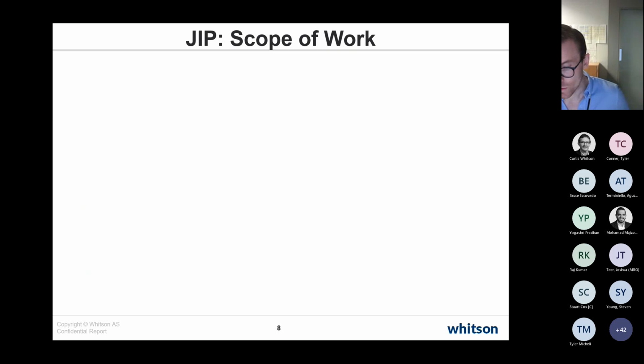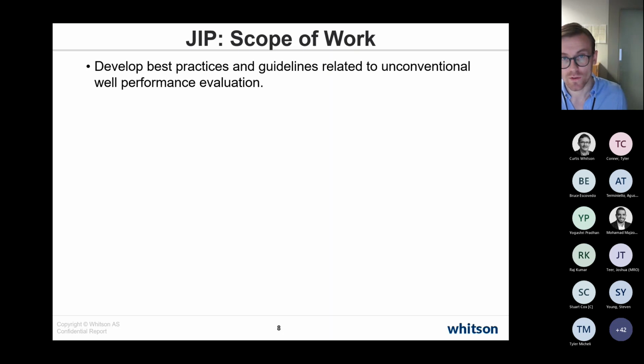Just a reminder in terms of the scope of work as a part of the JIP, the main objective of the entire study is to develop best practices and guidelines related to unconventional well performance evaluation. And we're convinced that this is something that we investigate better as a community than in silo, especially when it comes to developing some consensus around different assumptions, what we're seeing in different basins, and what we can apply cross basin as well.